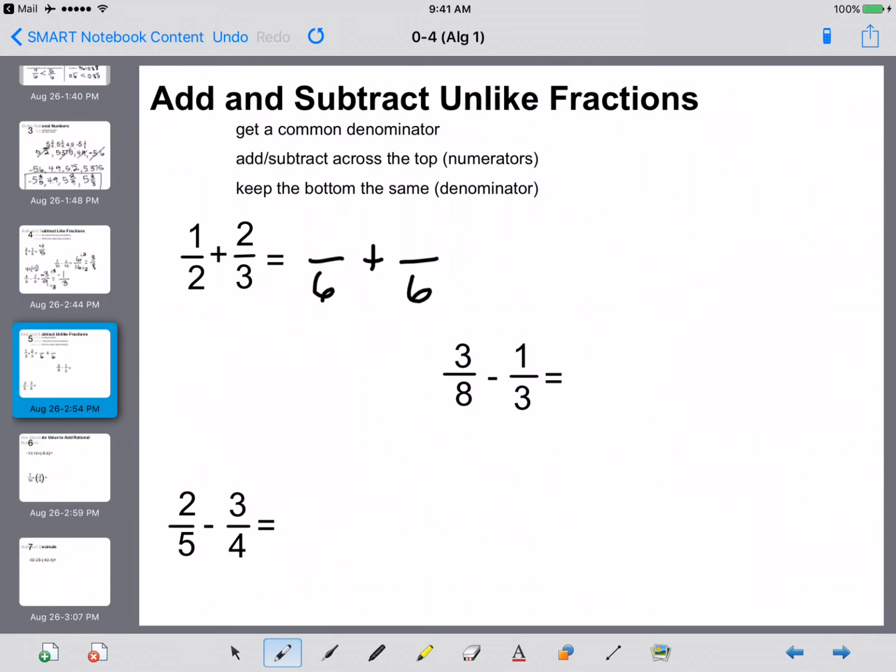So how do I get from 2 to 6? Times 3. What I do to the bottom, I do to the top. So 2 times 3 is 6. 1 times 3 is 3. How do I get from 3 to 6? Times 2. What you do to the bottom, you do to the top. So 2 times 2 is 4. Then you keep the denominator the same. Add straight across. 3 plus 4 is 7.